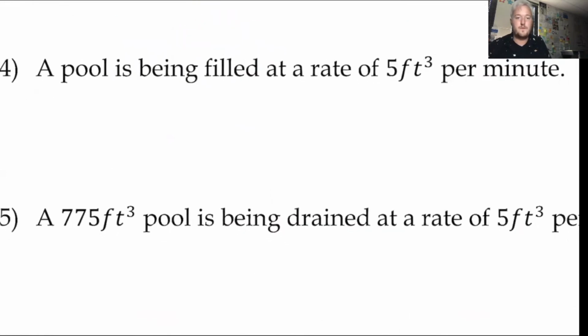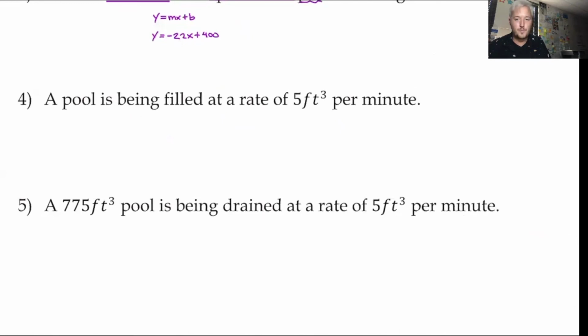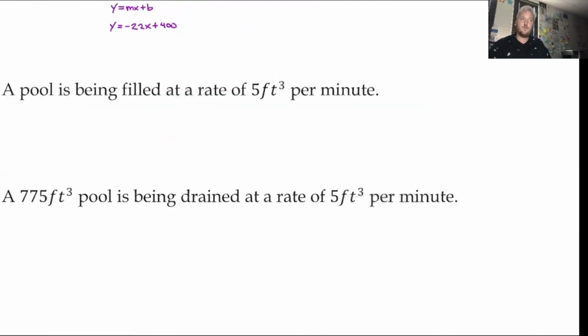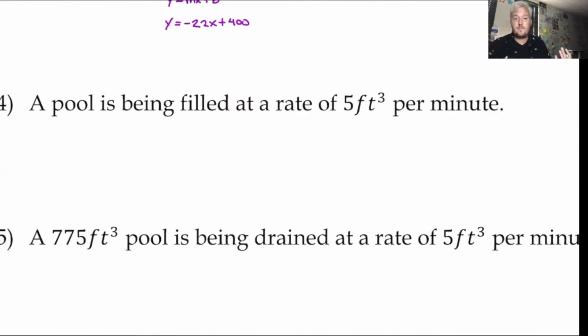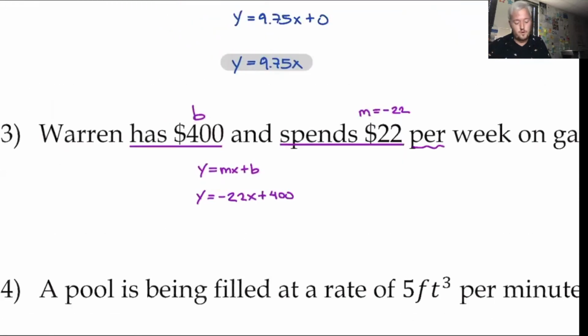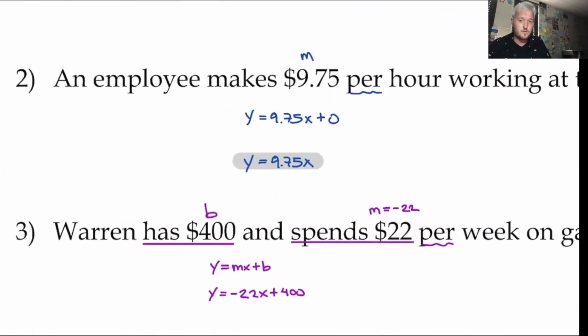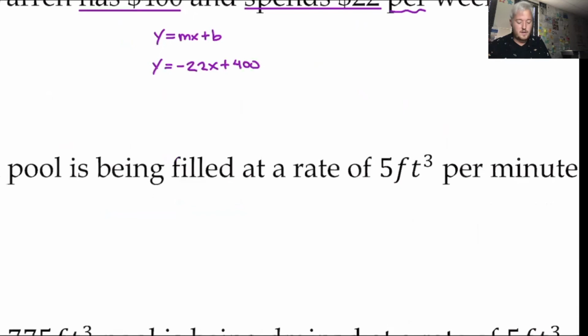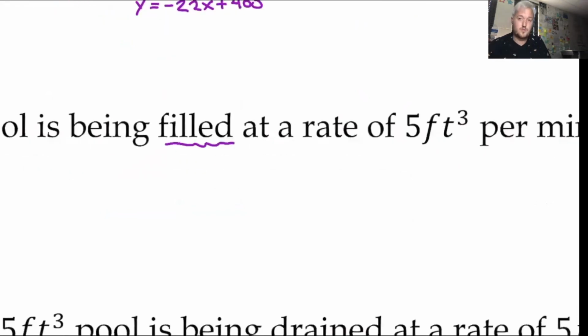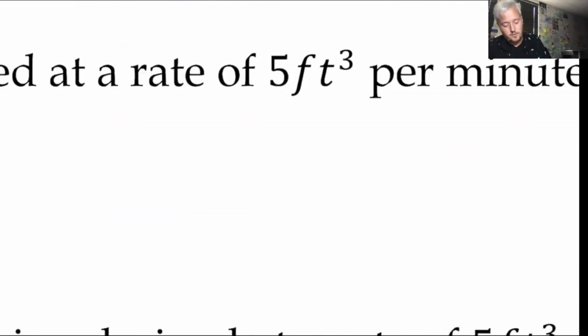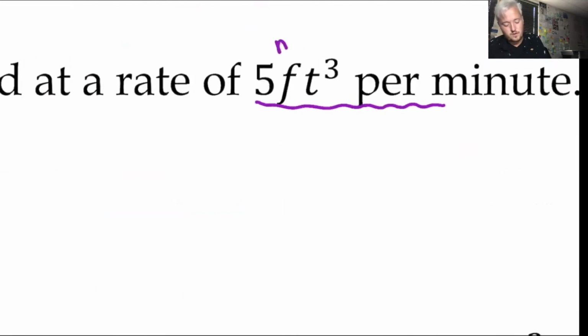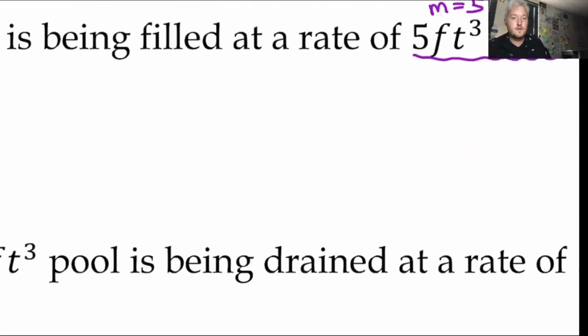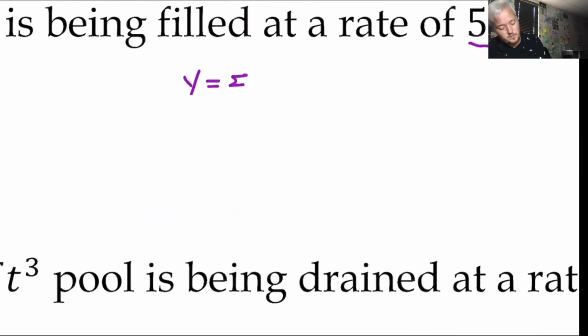Okay, so a pool is being filled at a rate of 5 cubic feet per minute. Whenever there's a pool, you don't just start off with water. It's going to be empty, hopefully. So in this case, kind of like before with number 2, we don't have an initial value, so our initial value here is going to be 0. But think about the volume. It's being filled, which means it's going up, which means it's positive. So we have 5 cubic feet per minute. This is your m value. So your equation here is just y equals 5x.